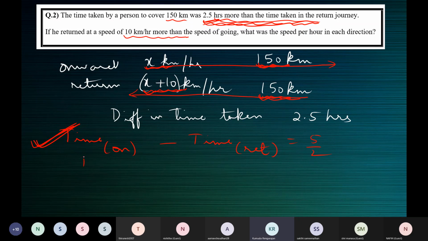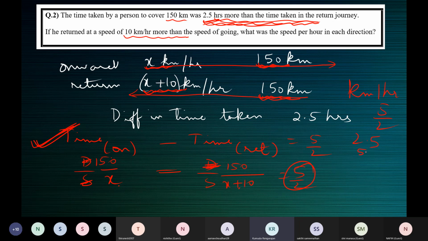And how do we find time? Distance by speed minus distance by speed is equal to 5 by 2. And what is distance? 150. What's the speed? Onward speed x, 150 by x. What's the distance? 150. What's the return speed? x plus 10. That's it. 150 by x minus 150 by x plus 10 is equal to 5 by 2. And is this time in hours? Yes, it is in hours. It shouldn't be in minutes because we have taken speed in kilometers per hour. So time should be in hours, and it is. You can write 2.5 also, or you can write 5 by 2.